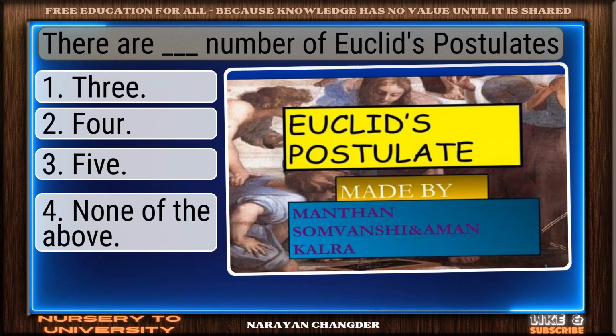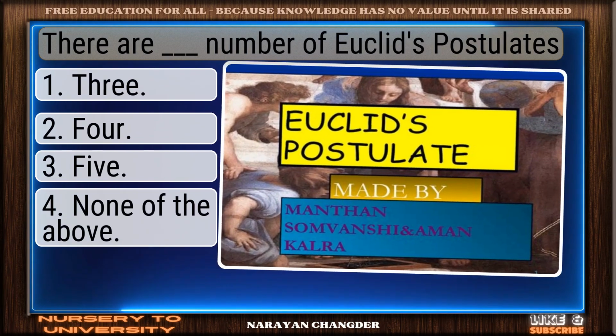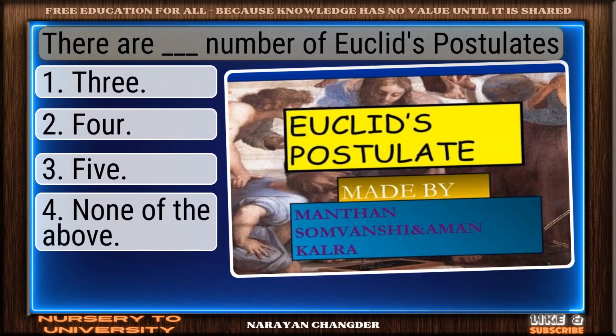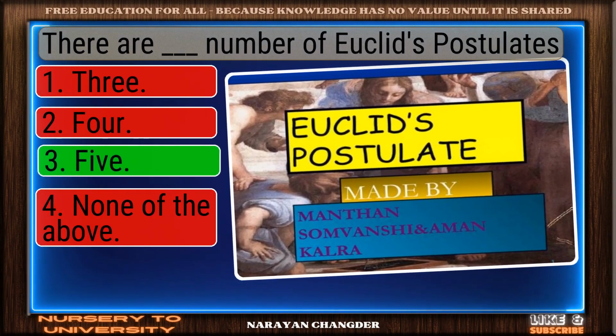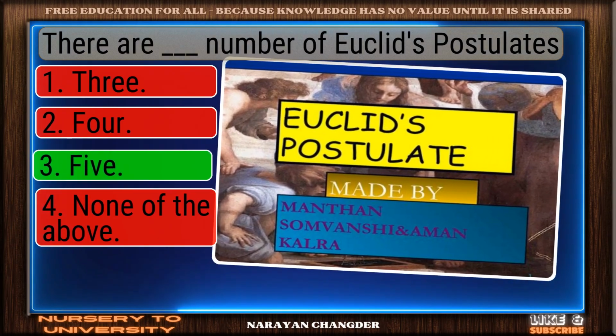Question number 36. There are dash number of Euclid's postulates. Nice selection. 5 is the correct and valid answer.